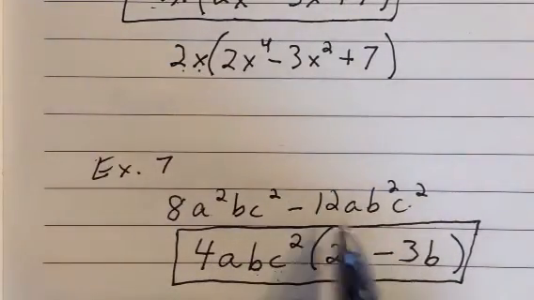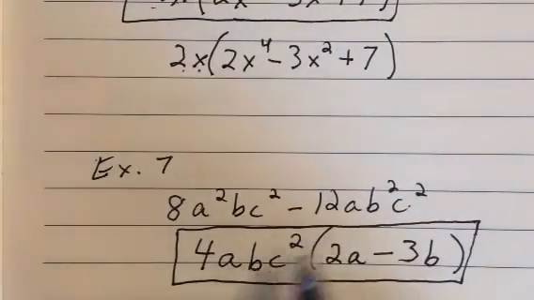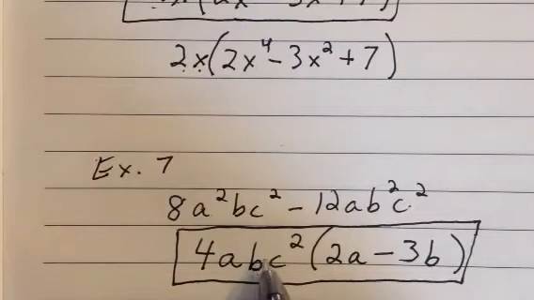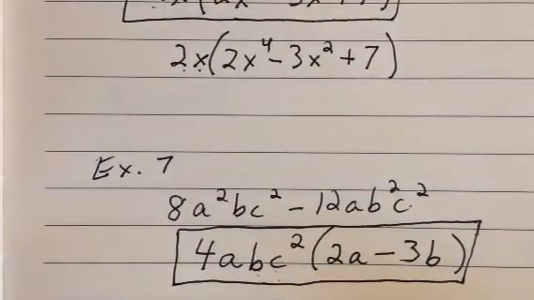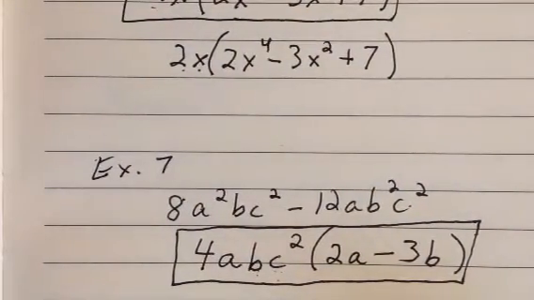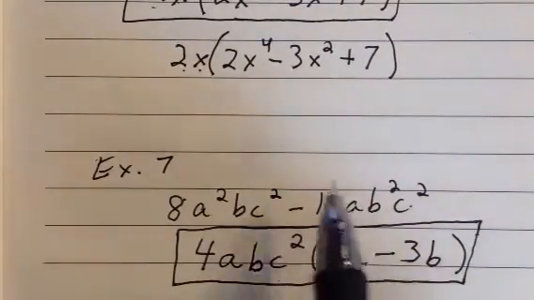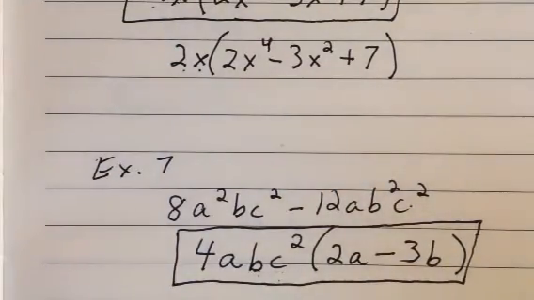Then 4 times 3 for 12. I don't need another a. I do need another b. B times b to get to b squared. And I don't need another c. So that's my answer. Easy way of checking, just making sure it gives it back to you.